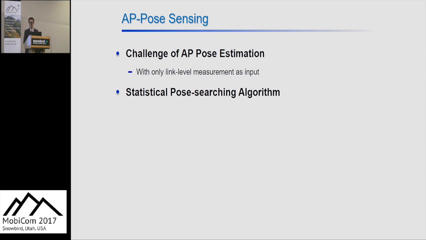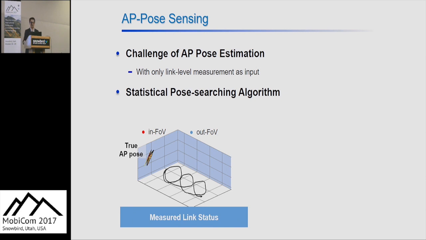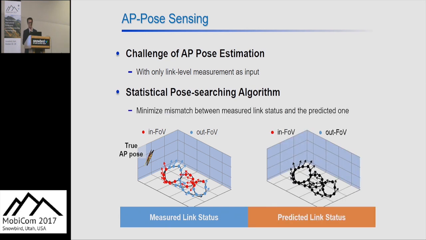Our key insight in this algorithm comes from the previous measurement study. That is, when the AP and client fall in each other's FOV, the link can get a high bit rate, otherwise it's a low bit rate. So we first let the user randomly walk inside the network environment and measure the link state associated with different poses. Then the algorithm will statistically search for the candidate AP pose and find the one that minimizes the mismatch between the measured link state and the predicted link state. For example, the AP is unlikely at the right side because it causes a lot of mismatch, and the left side ones will best match.